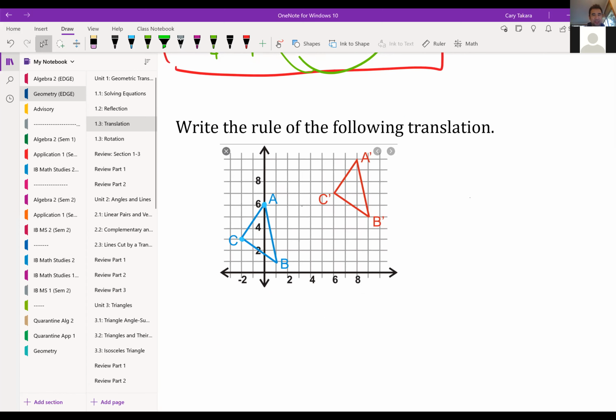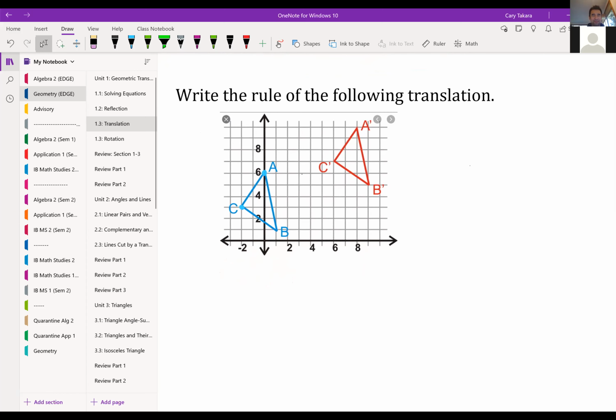Here's another question for you. I want you to figure out the rule. Write the rule of the following translation. Can you guys do that? So I'll give you 1 minute. Then write it down. You can just describe it in a sentence or whatever. Okay. And I will teach you how to formally present your answer. But what's happening in this translation?